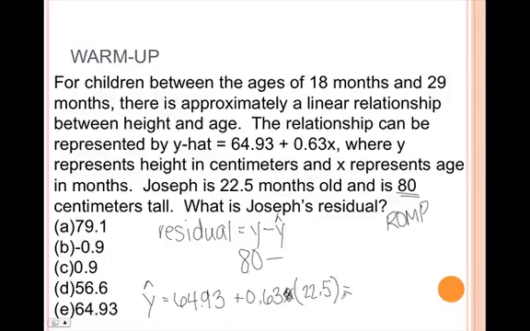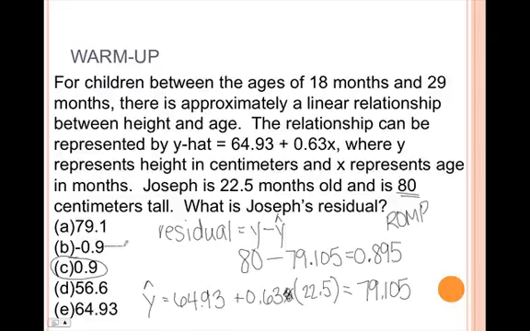When I do that, I get a prediction of 79.105. That is what the regression line predicts for Joseph. So I plug this in, and I subtract, and I get 0.895. And the closest answer to that is C, 0.9, which means that he is slightly taller, 0.9 centimeters taller, than what this regression line predicts, okay?